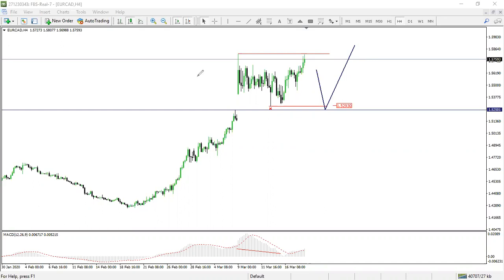Why do I say this looks like a beautiful loading flat corrective structure? Remember, a flat corrective structure is a 3-3-5, but in my experience I've also seen them give the 3-3-3, which they call WXY. Right here, it's 3 waves coming down, 3 waves going up. Therefore, they can give us some impulsive sharp move coming down. We just need to be patient and see what they're trying to do in this area. Okay, let's see what they're trying to do here.